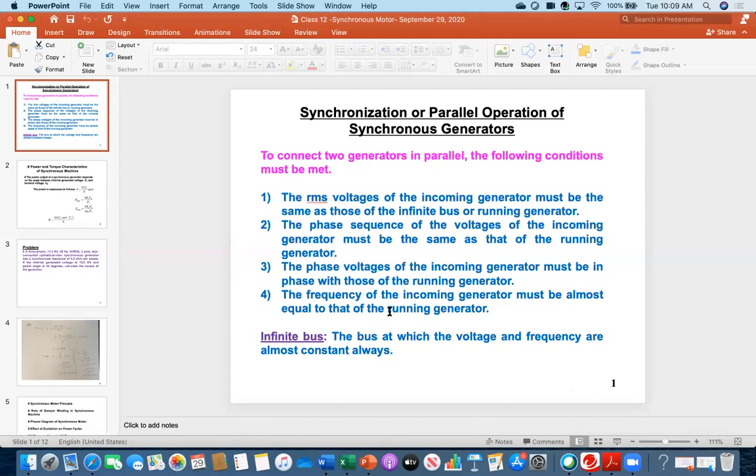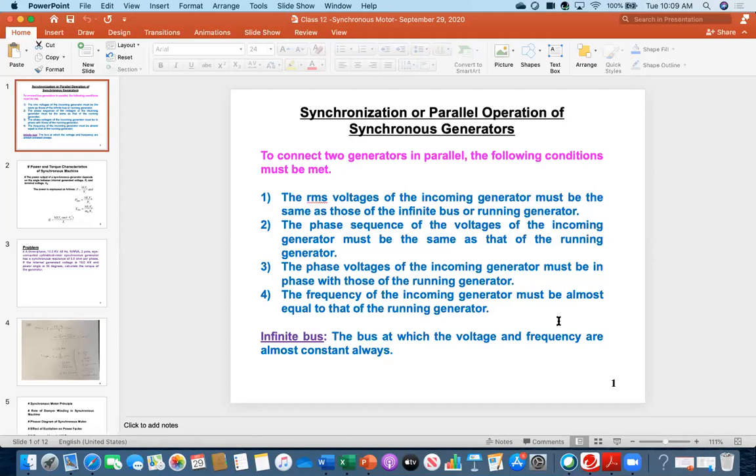Now I will be asking you the question: if any of the conditions does not meet, then what? If any of the conditions does not meet, and you switched in, you connected, or you made the parallel, what will happen? There will be circulating current flow from one generator to the other generator. And that circulating current will cause some loss and heating in the system. And that is not desired. And that is the reason.